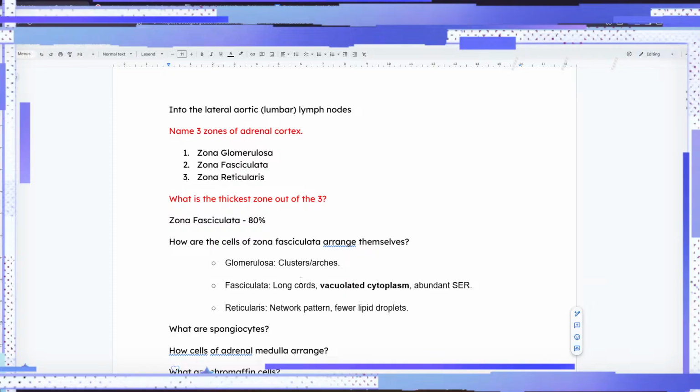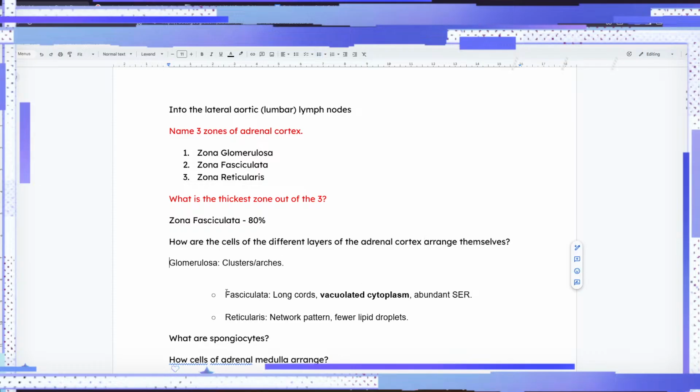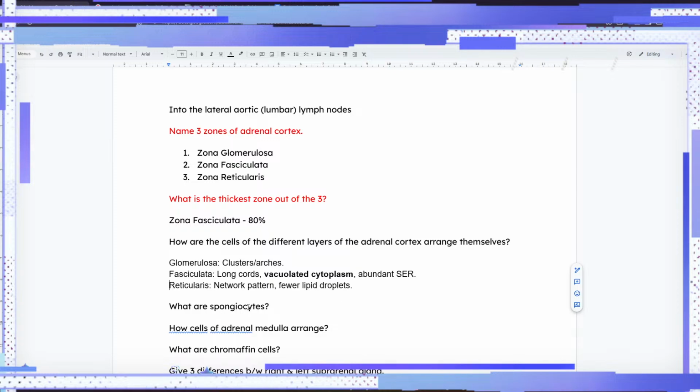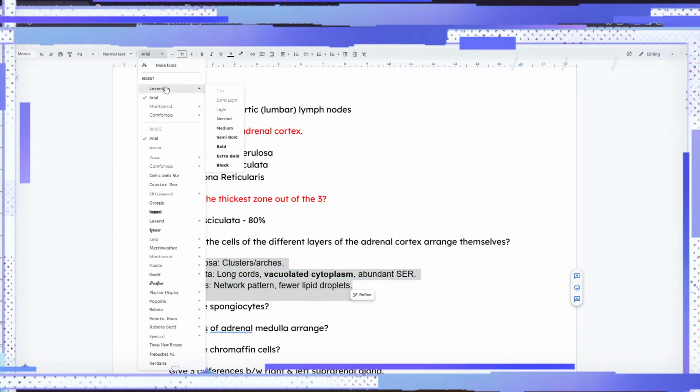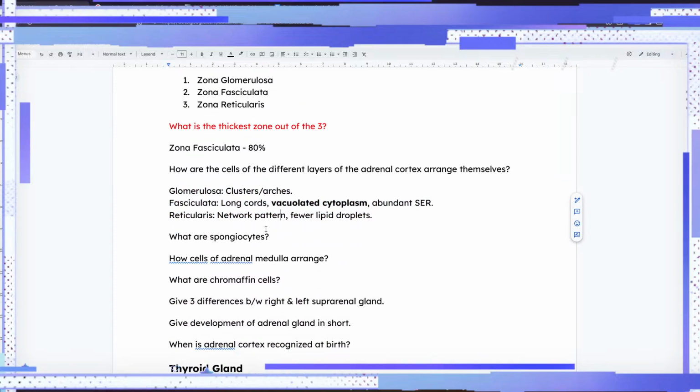How do cells of the different layers of the adrenal cortex arrange themselves? So this is perfect. Okay, I'm gonna make this same thing. Love it. Okay, what are spongiocytes? I have no idea. I know they're part of the zona fasciculata.